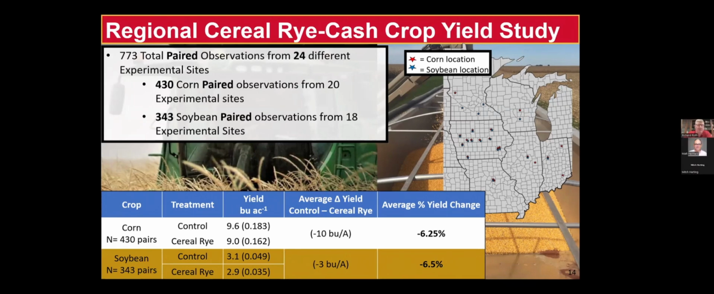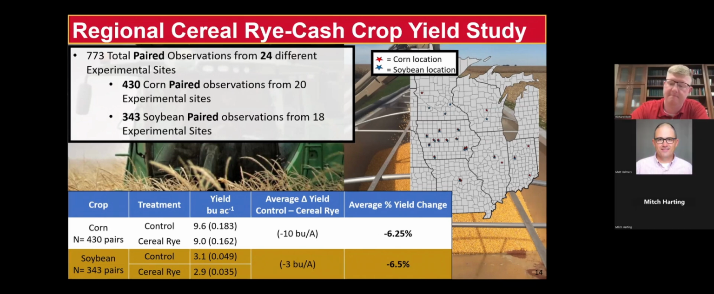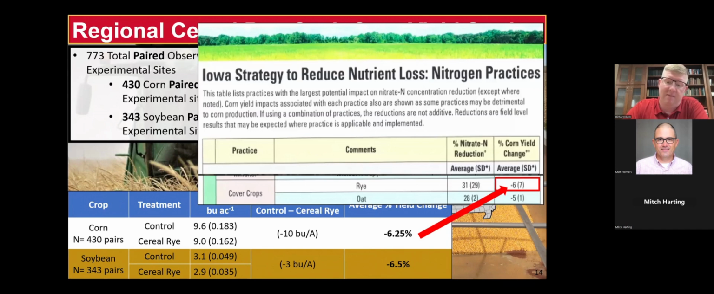And so we were kind of surprised, especially by the soybean data that we found. But it's not the first time or the last time that has been reported. The first thing, so this is older: when the Iowa nutrient reduction strategy was first put out, they did mention that cereal rye could cause a 6% yield reduction. It has since been updated to reduce that number, but it was there when it first started.